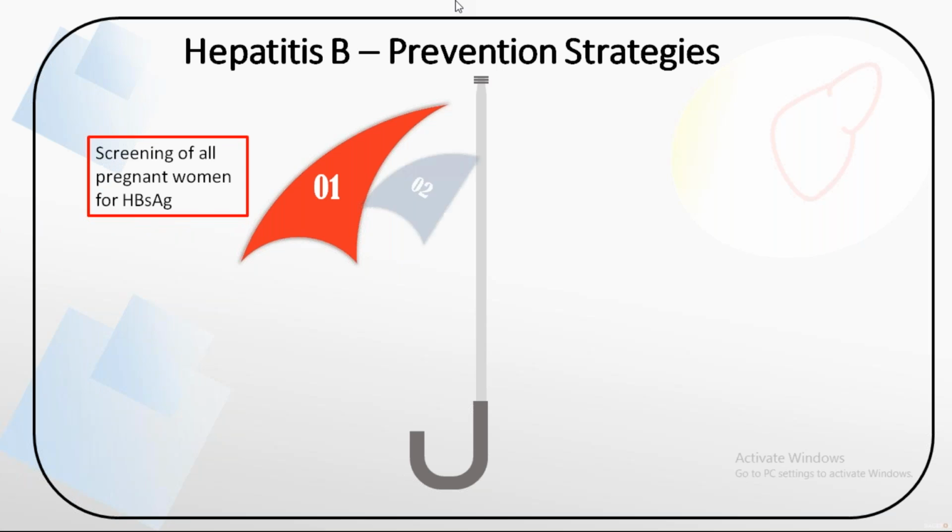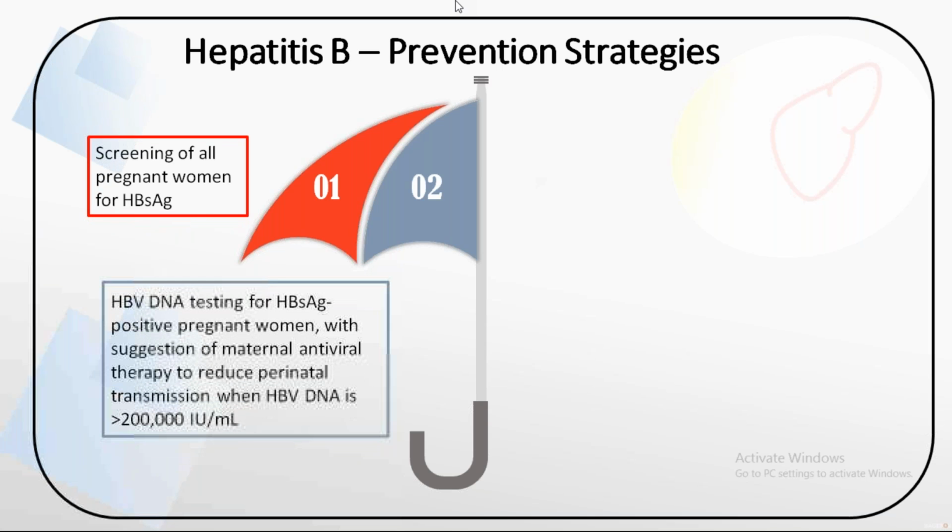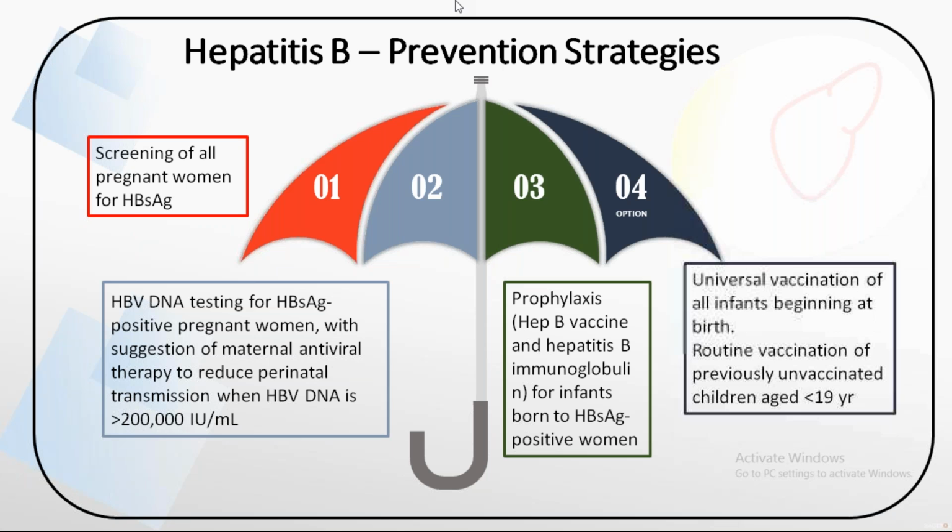But the prevention is very, very important. All of you know the strategies for prevention. Screening of all pregnant women for hepatitis B surface antigen. If that itself is positive, you have to check for the DNA virus, the DNA titers, how much viral load is there. If the DNA load is more than 200 international units per ml, then there is a suggestion for maternal antiviral therapy. You can treat the mother itself, because you can prevent vertical transmission. Then after birth, prophylaxis with hepatitis B immunoglobulin for infants born to hepatitis B surface antigen positive mothers. How you will give the dosage schedule, I will give later on.